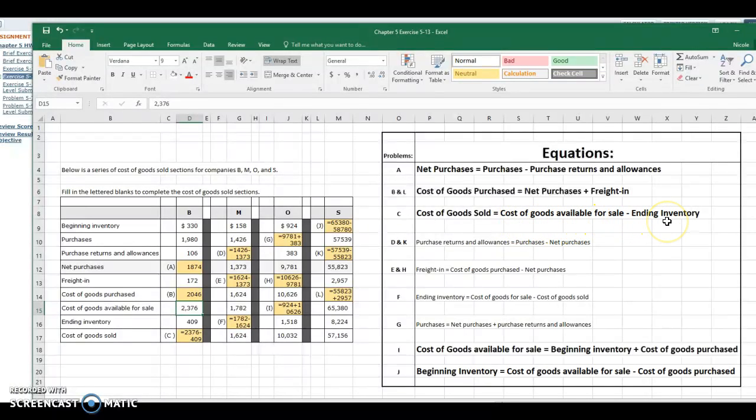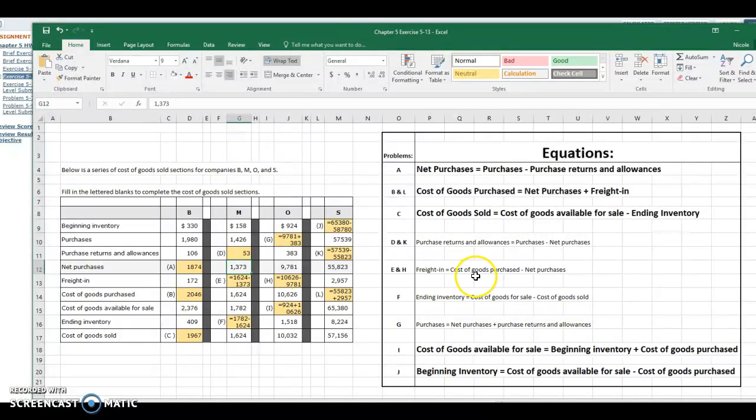For cost of goods sold, here in C, we have cost of goods available for sale minus the ending inventory. So cost of goods available for sale right here minus our ending inventory, which will get us our answer, which is 1,967. For D, we need to find the purchase returns and allowances. So this is one of the reformulated, is purchases minus net purchases. So we have our purchases right here minus our net purchases, which will get our answer being 53.